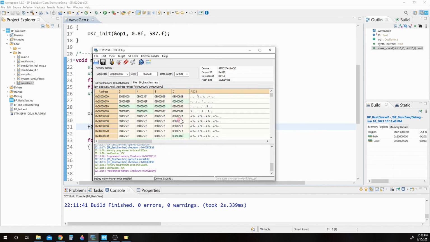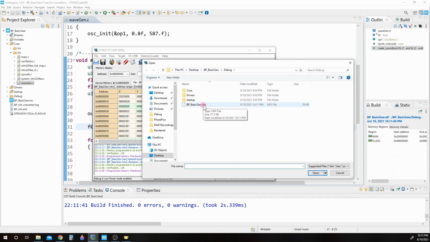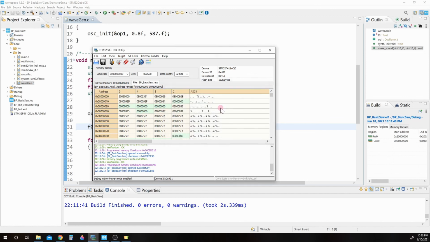In order to change this file, I have to browse for the changed file, the one that's been updated. Then when I double click on it, it's going to update the file inside of here. And then I'll be able to click Start, and then it will upload the newest version. So practice this again a few more times to get a feel for how you can modify the code and upload it again to test the results.